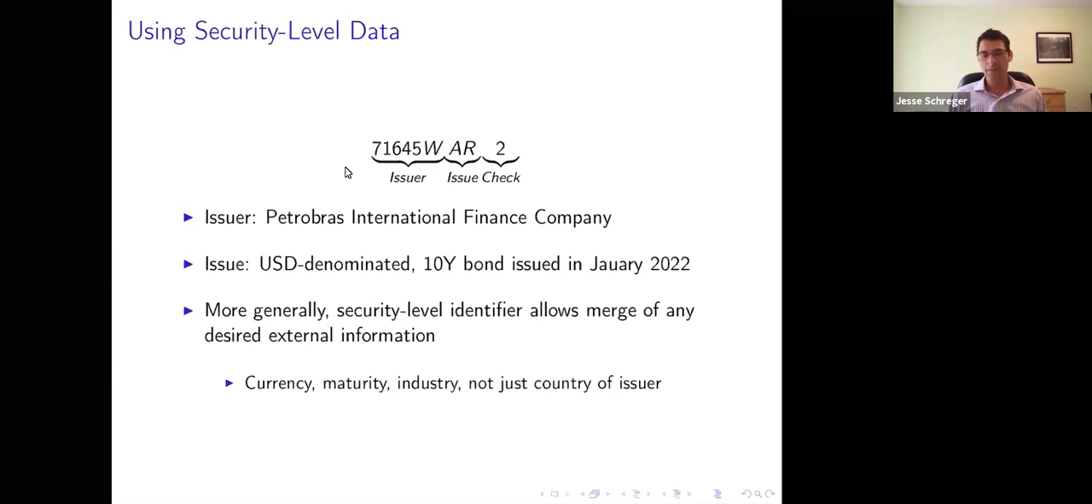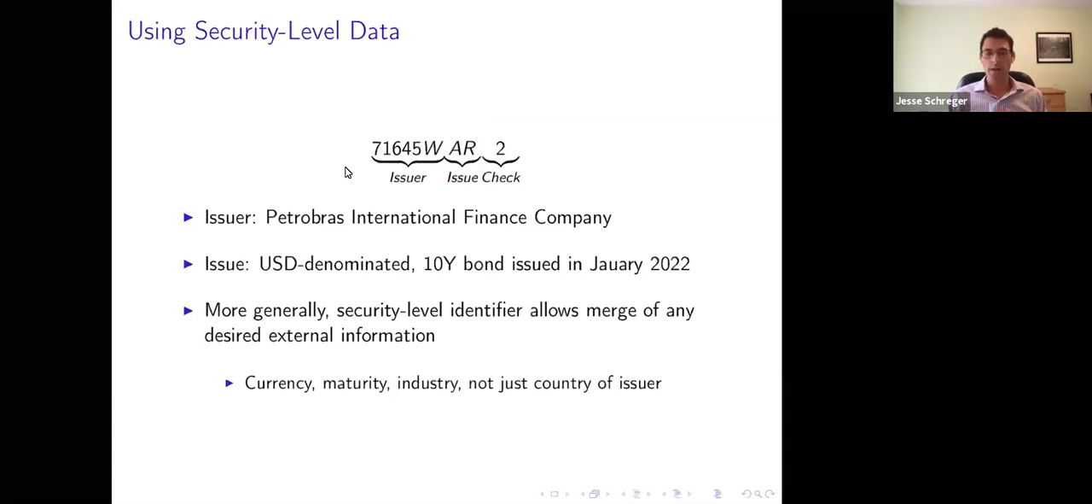But you can also use it to dig deeper into the other components of investment. So in particular here, I've listed an example CUSIP of a 10-year bond issued by the Petrobras International Finance Company. It's a US dollar denominated 10-year bond from January of 2022. If you look at the code, the first 6 digits are the issuer, something we're going to talk about a little bit later today. That's not actually going to be the firm. It's going to be the entity actually issuing the security. The next 2 digits say this is the particular security being issued.